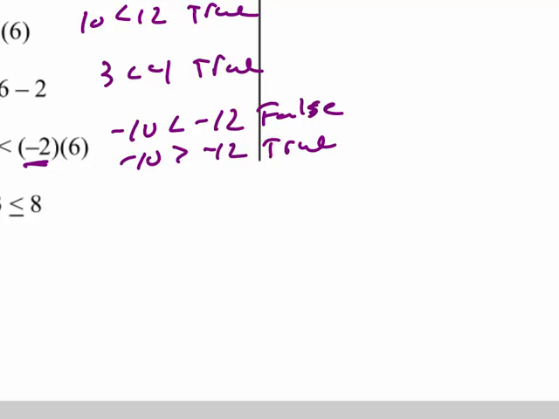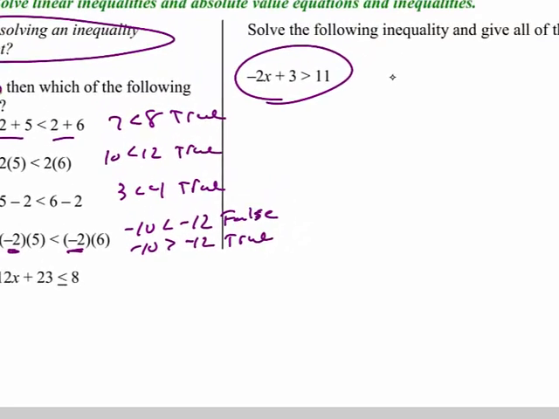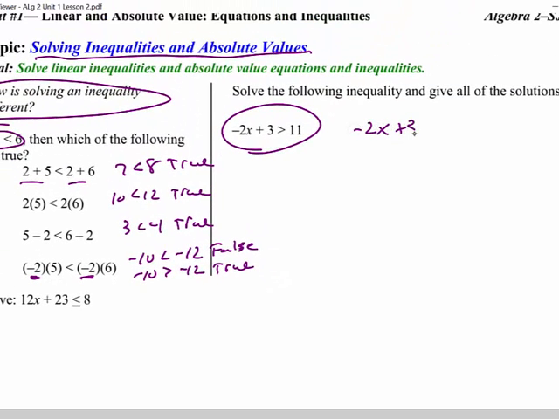Alright, so if I'm solving this inequality, we start simply by subtracting 3 from both sides. So negative 2x is greater than 8. Divide by negative 2, I get x. I must flip the inequality, which is negative 4. So that means I can pick any number less than negative 4.